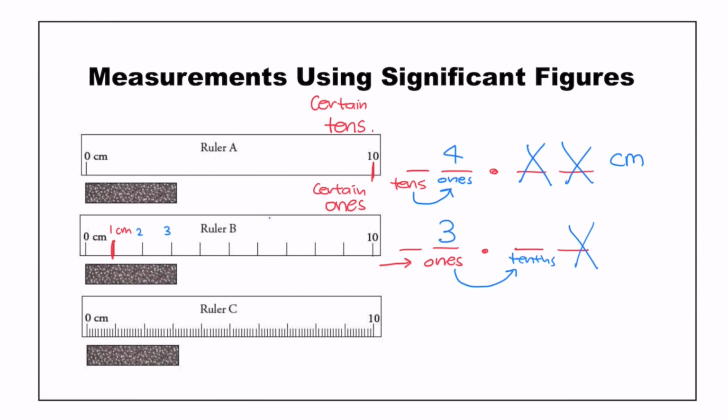So I am certain it's at least 3, but it falls between 3 and 4. So we're just going to estimate and kind of guess where this falls. Since it's closer to 3, I'm going to say 3.2 centimeters. So I'm going to go ahead and say 3.2 centimeters for this.